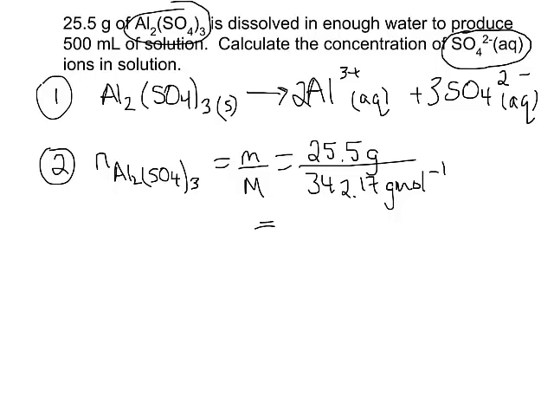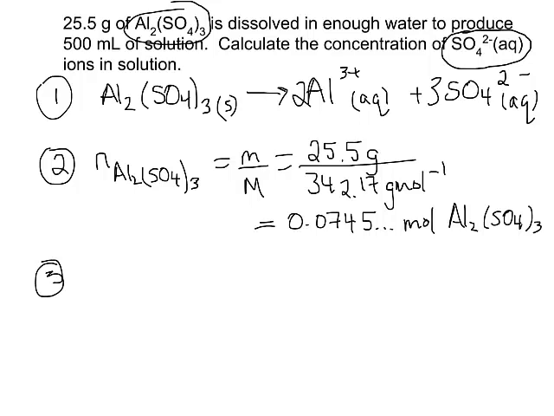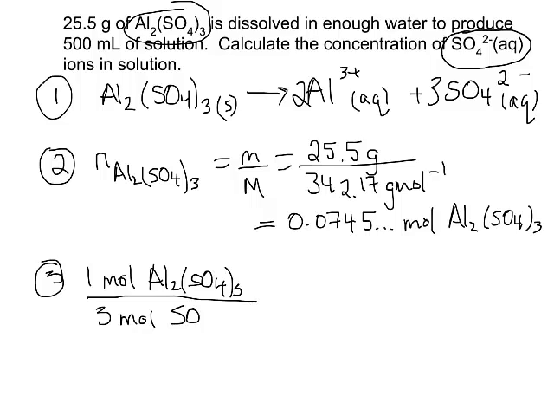When we calculate that, we get 0.0745... because the number goes on, moles of aluminum sulfate. The next step then is to set up our molar ratio. What we know is that for every 1 mole of aluminum sulfate, from our balanced chemical equation, we are going to produce 3 moles of sulfate ions.